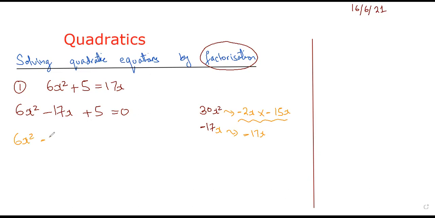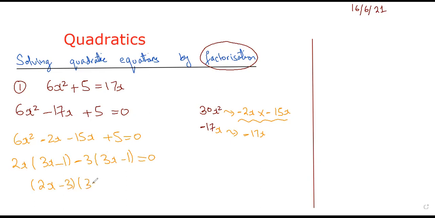6x squared minus 2x minus 15x plus 5 is equal to 0. I can take 2x common and it would give me 3x minus 1. And then I can take minus 3 common, so it would give me 3x minus 1 equals 0. And the two factors are 2x minus 3 and then 3x minus 1. Okay, this is how we do it by factorization.